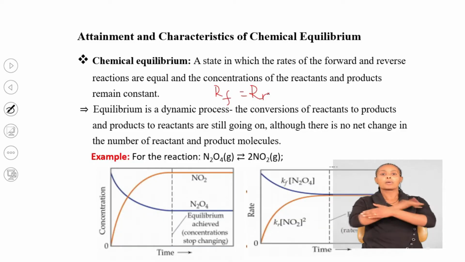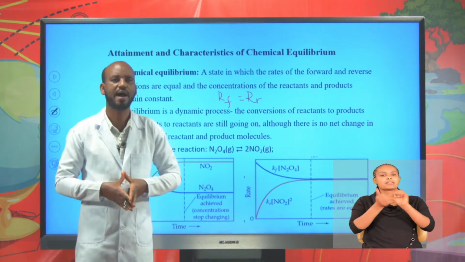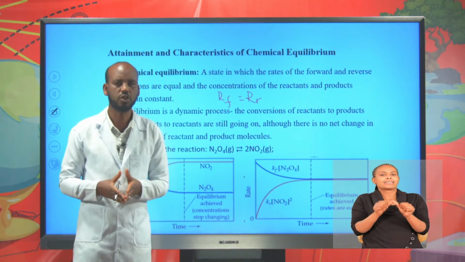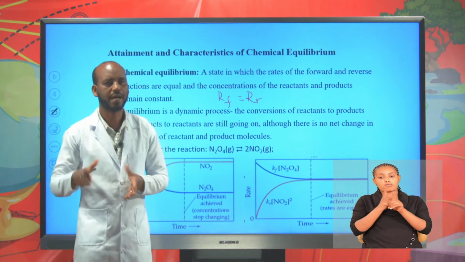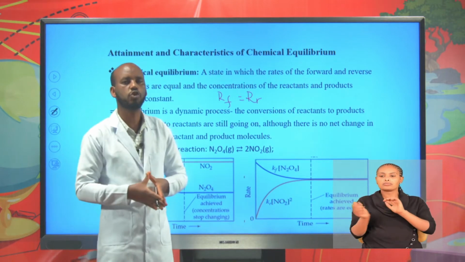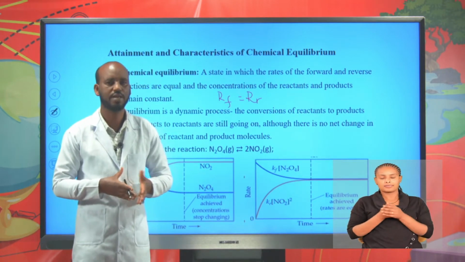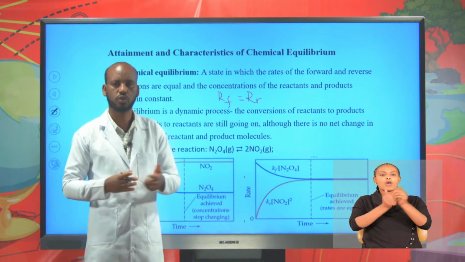Equilibrium is a dynamic process. In an equilibrium reaction, the process is dynamic, not static. That means reactants react to form products, and at the same rate, products are converted into reactants. It is a dynamic process, not a static process.